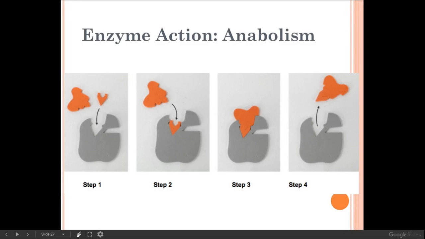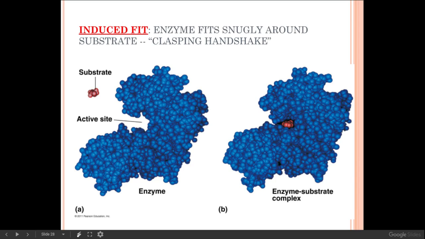Now, if we're talking about anabolism, we're talking about things coming together, building up. So we have the enzyme, we have the two substrates that are entering the active site. The active site works on the two substrates, puts them together, and so we have an enzyme and then one much larger product at the end. That would be an anabolic reaction.